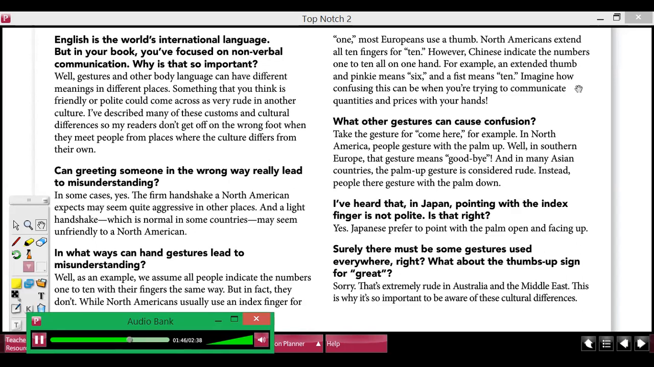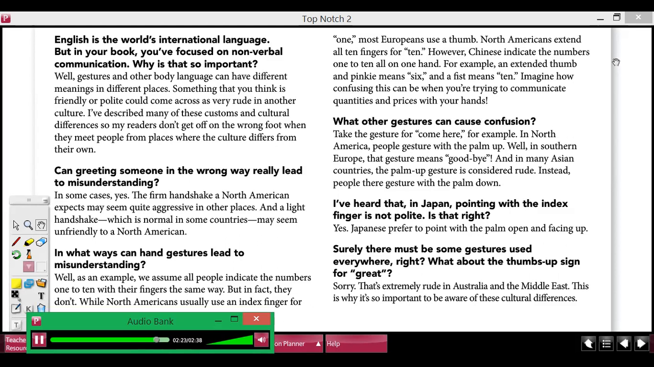What other gestures can cause confusion? Take the gesture for come here, for example. In North America, people gesture with the palm up. Well, in Southern Europe, that gesture means goodbye. And in many Asian countries, the palm up gesture is considered rude. Instead, people there gesture with the palm down. I've heard that, in Japan, pointing with the index finger is not polite. Is that right? Yes. Japanese prefer to point with the palm open and facing up.